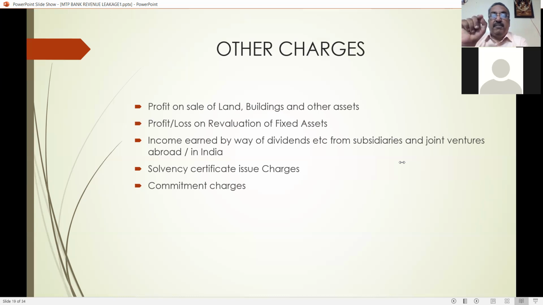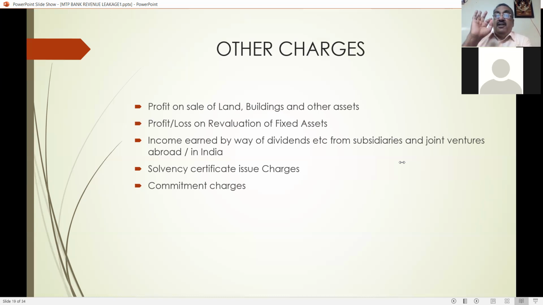If it is for a quarter, you have to do it for 3 divided by 12. If it is for 6 months, you have to do it for 6 divided by 12. If it is for per year, you can do it for per year. So this is a concept called commitment charge.